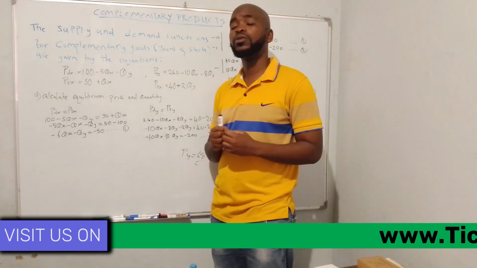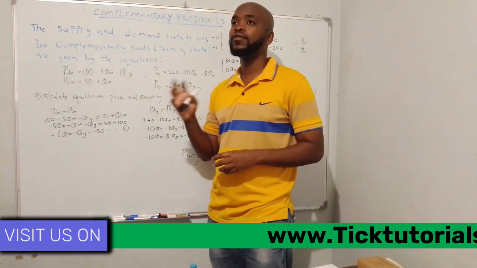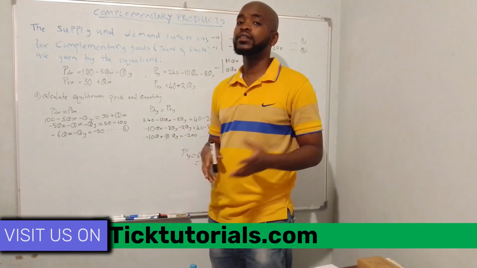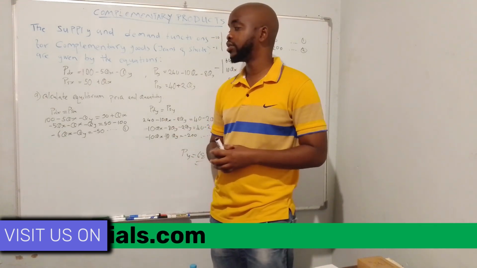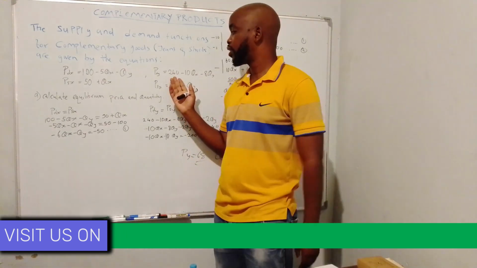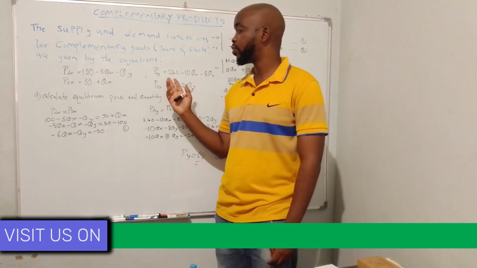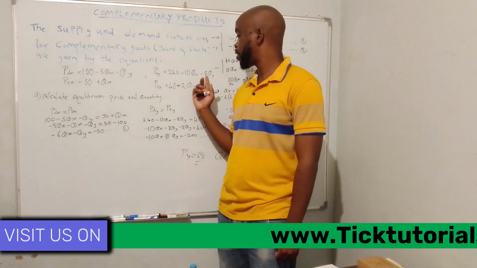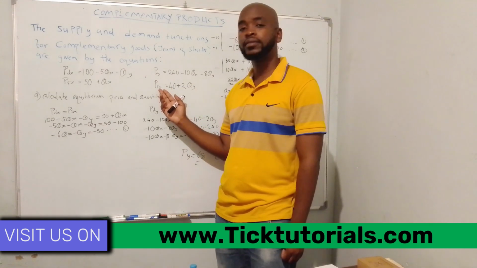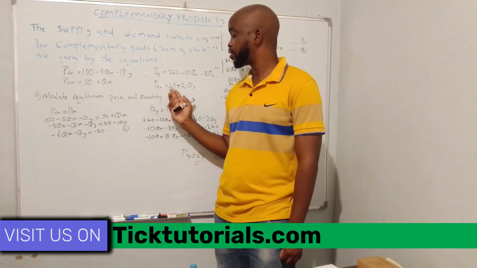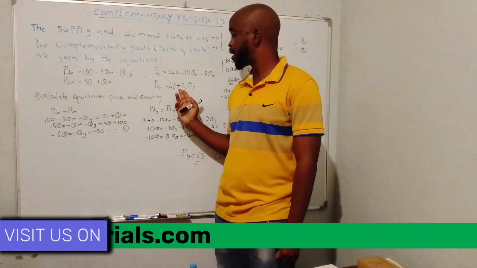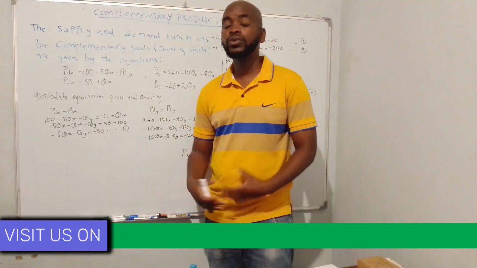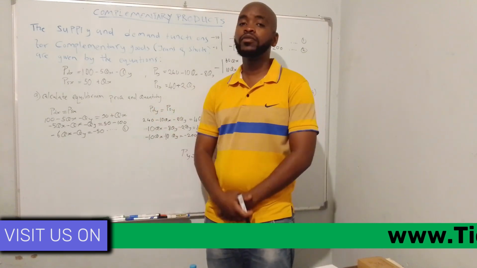So these goods are complementary, meaning the variables in one particular good affect the variables in the other particular good. We also have the demand function for good y, which is 240 minus 10x minus 8y, and the supply function, which is 40 plus 2qy. So how do we go about solving these types of questions?